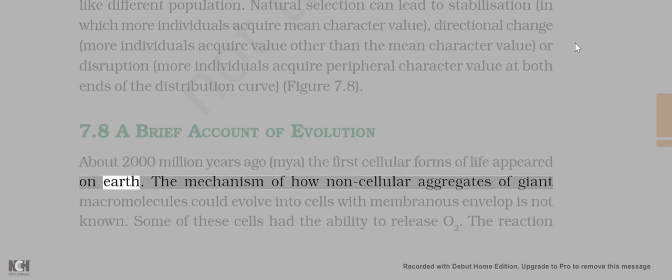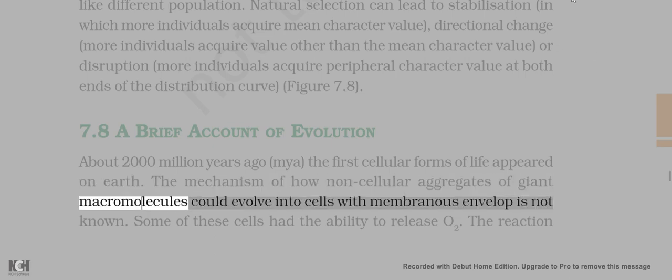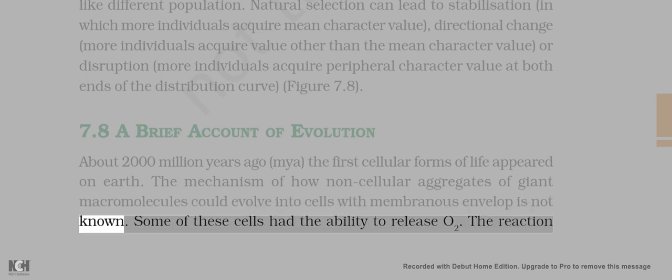A brief account of evolution. About 2000 million years ago, i.e., mya, the first cellular forms of life appeared on Earth. The mechanism of how noncellular aggregates of giant macromolecules could evolve into cells with membranous envelope is not known. Some of these cells had the ability to release O2.